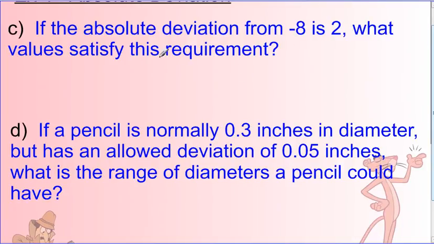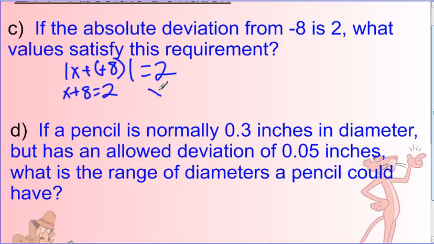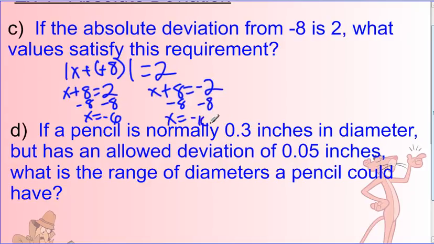Okay, it says if the absolute deviation from negative 8 is 2, what values satisfy this requirement? Well, we'll do it both ways. We'll do the equation way first. So x minus the given value equals 2. So again, this is actually a plus. So if I separate it, I get x plus 8 equals 2, x plus 8 equals negative 2. Subtract 8, x equals negative 6. Subtract 8, x equals negative 10. So I got the answers of negative 6 and negative 10.